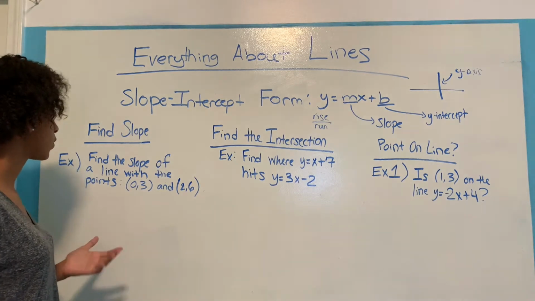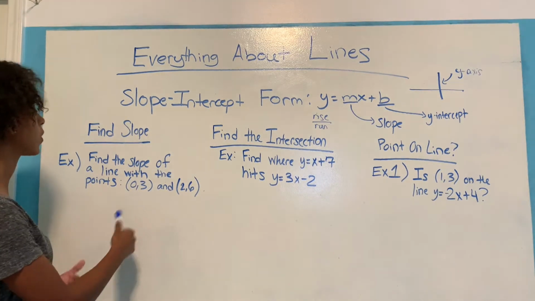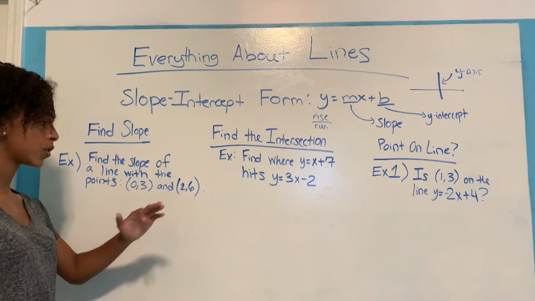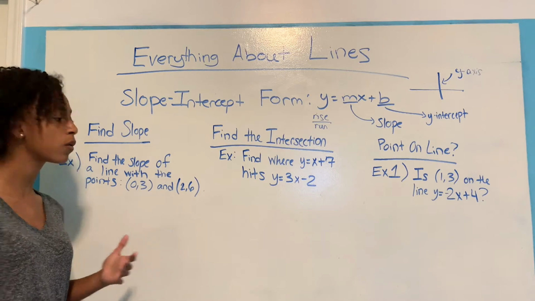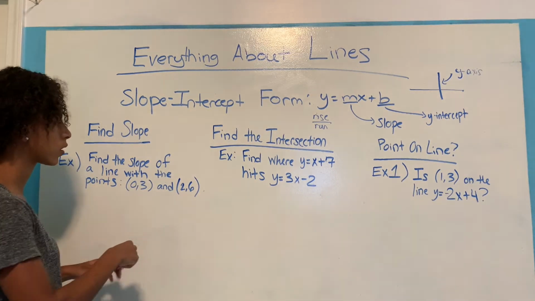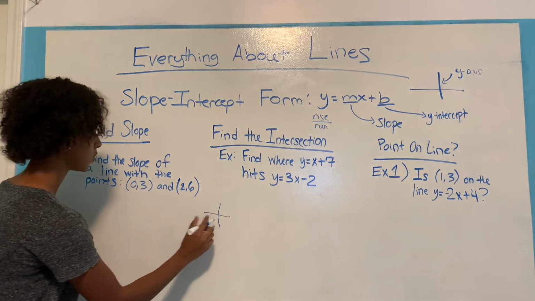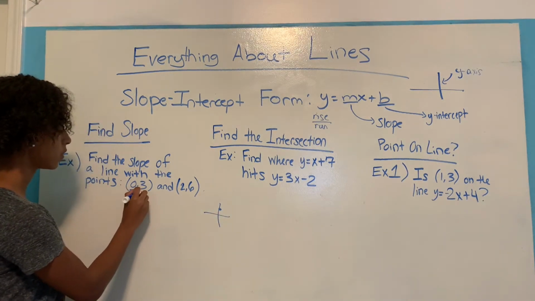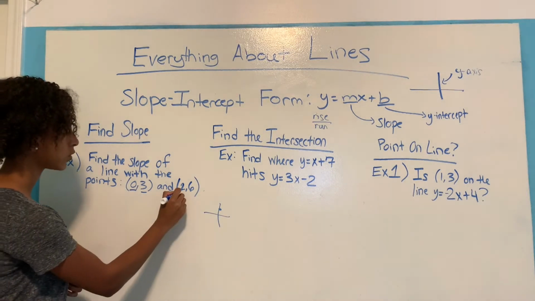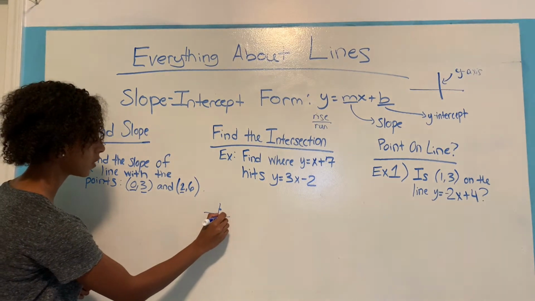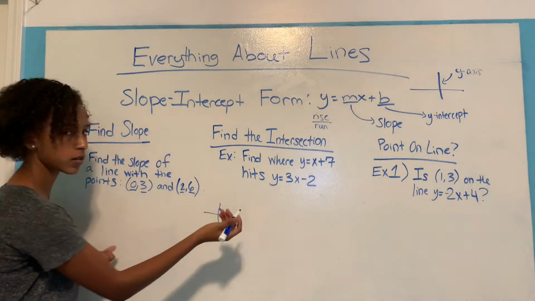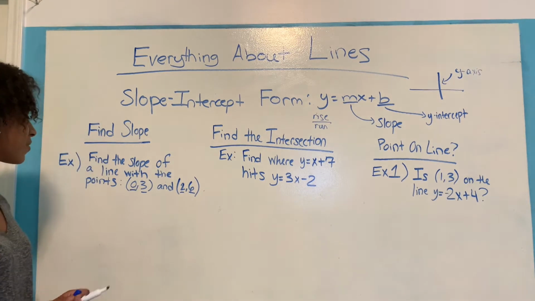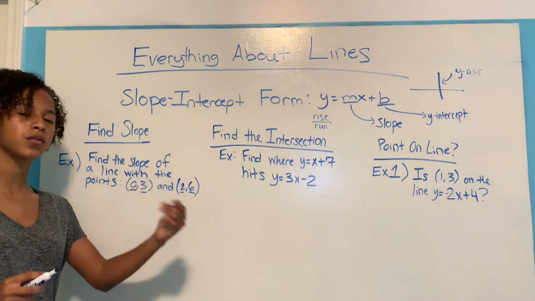Here in this example, the question is: find the slope of a line with the points (0, 3) and (2, 6). Just if you didn't know, these are ordered pairs. On a coordinate plane, in (2, 6), this is the x value and that's the y value. So for x you go across 2, and for y you go up 6, just like that.